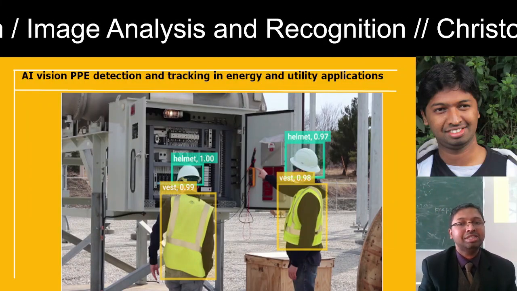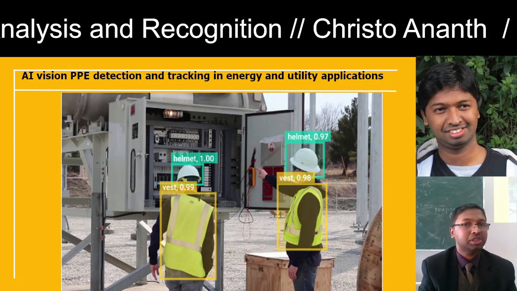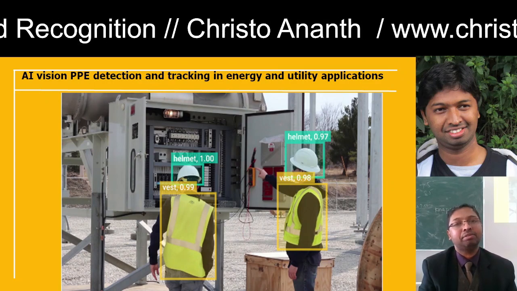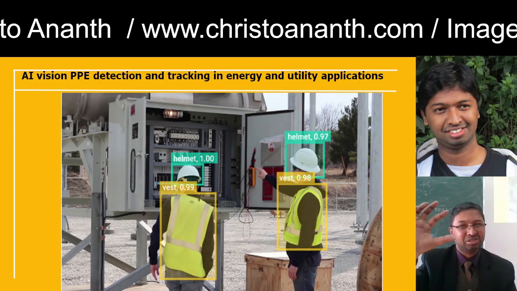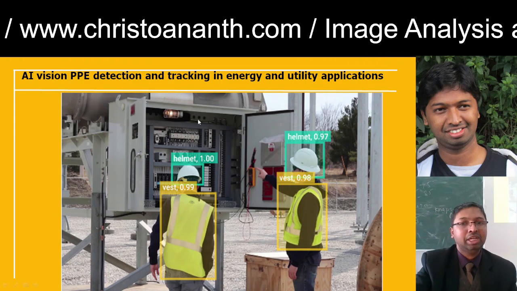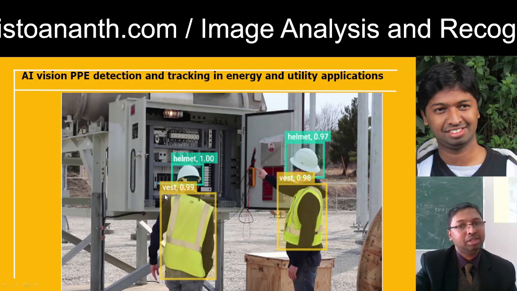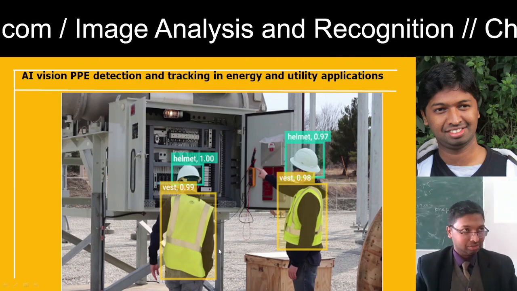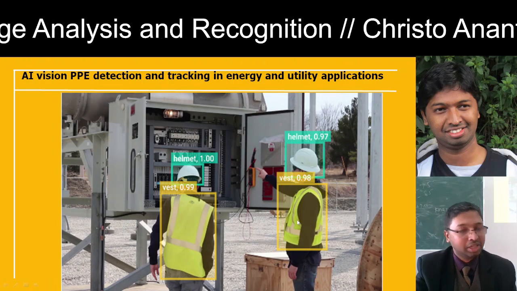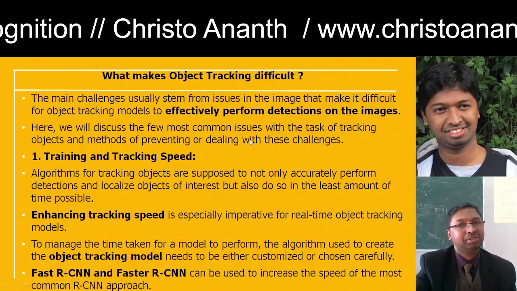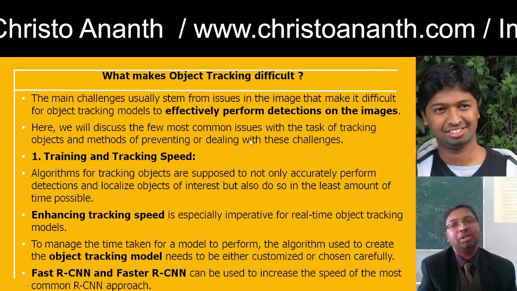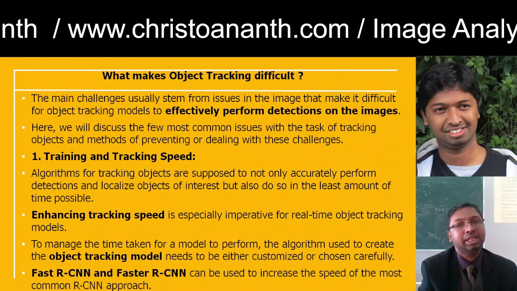So this is artificial intelligence vision personal protective equipment detection and tracking in the energy and utility application. This is the close-cut view. Here it will picture the helmet and the vest that the person is wearing, and similarly with another human being. It's an artificial intelligence based application where you can effectively perform detection on the images.